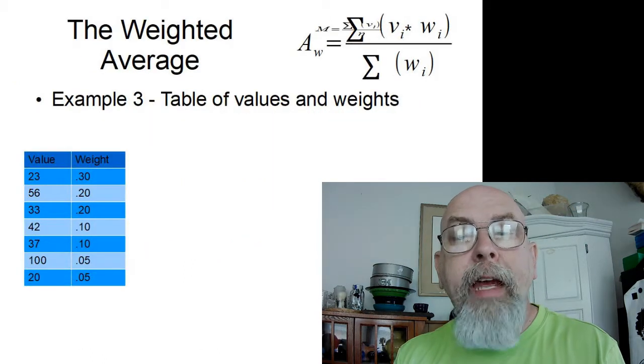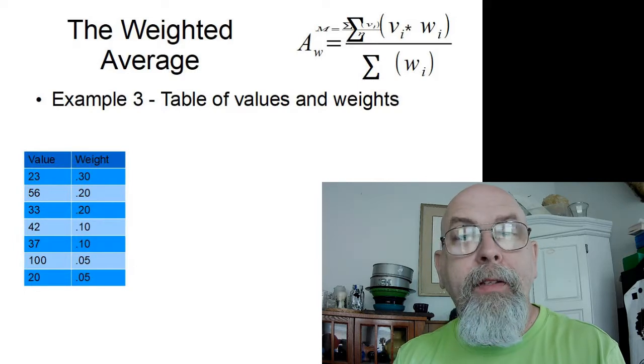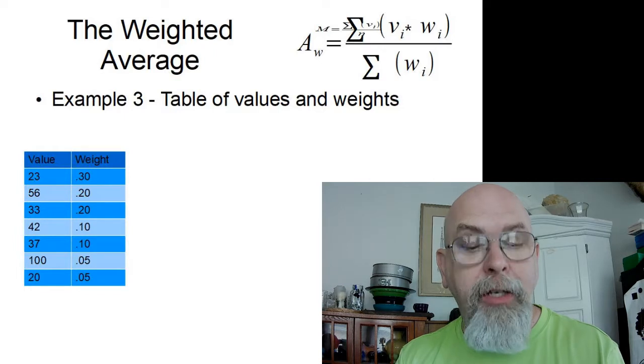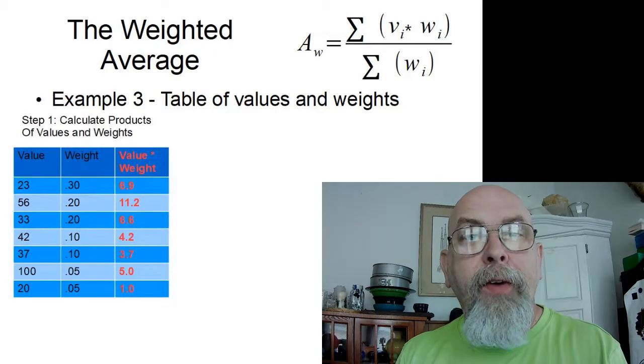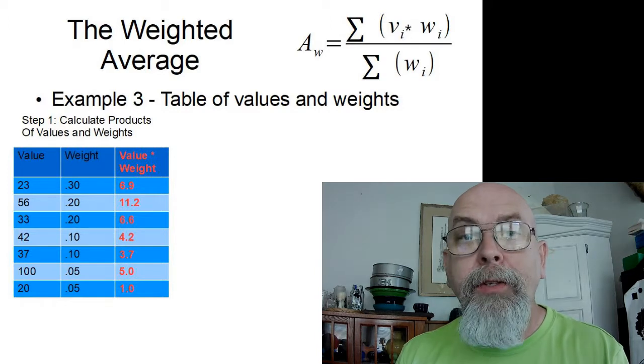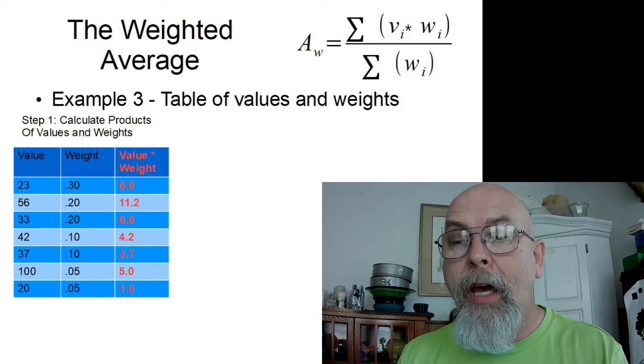In our third example, we have a table of values and their weights, and I wanted to show doing it as if we were doing it with a spreadsheet. The first step in the process is literally to calculate the value times the weight, and you can see I added a new column to my table to calculate the value times the weight.